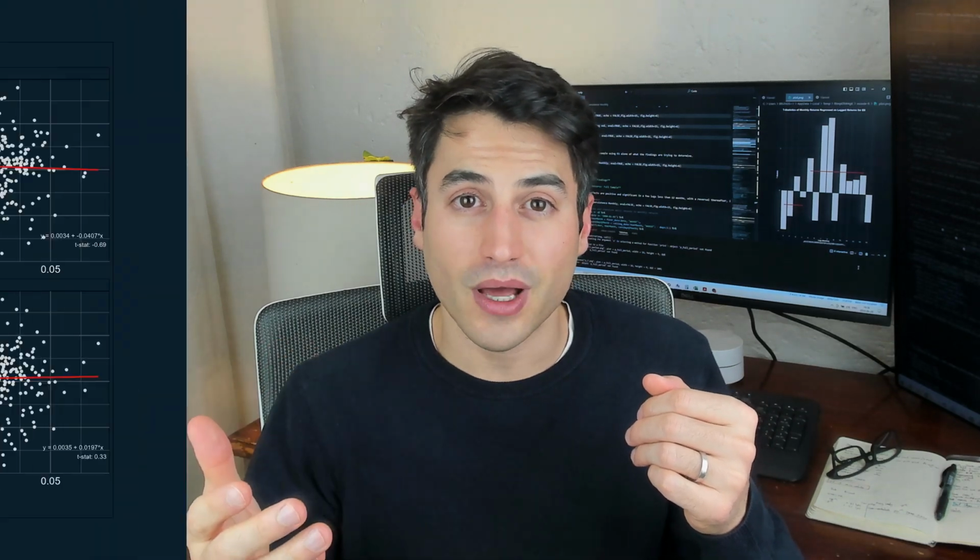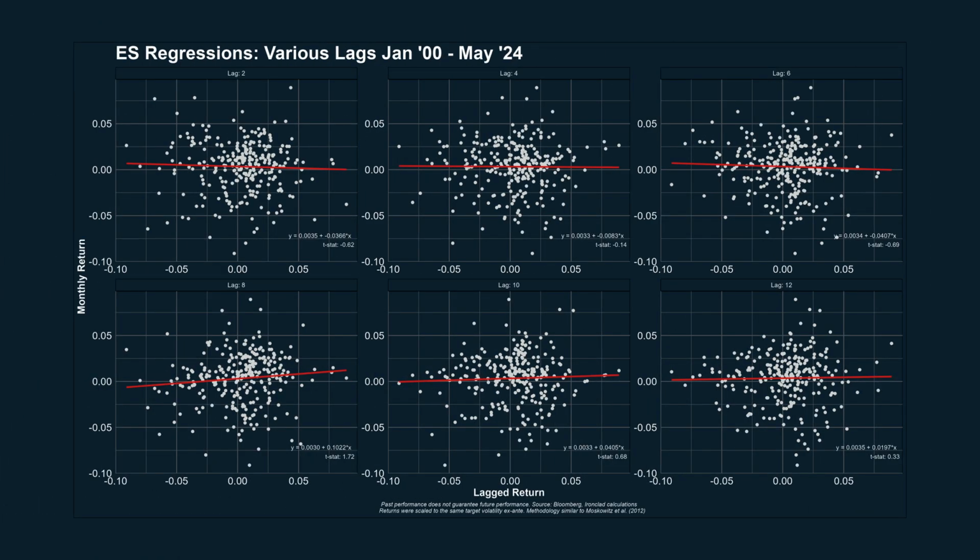And that's very much the nature of the business. If edges were easy to find and easy to exploit, they'd be gobbled up before breakfast. They wouldn't exist. My point being, small advantages can still compound very well over time. So we've looked at a single lag on the S&P and we've assessed that there might be something there.